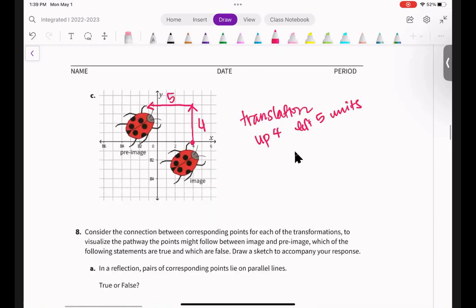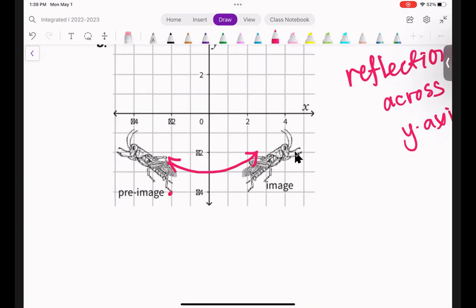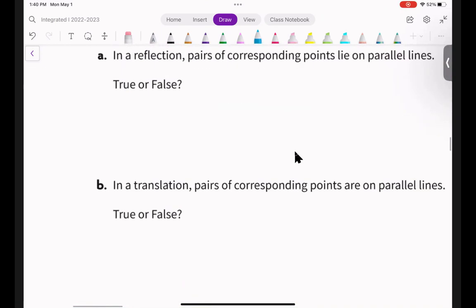So I'm going to go to my reflection, which is my cricket or my grasshopper, and I'm going to choose corresponding points like here and here, and maybe like here and here. And they're asking, are these parallel lines? I don't know, maybe this last one will be this guy right here. Are those parallel lines? Yeah, these are. So this first one is true. That's all they were asking you to do here. And the reason why you know they're parallel is because you just drew them.